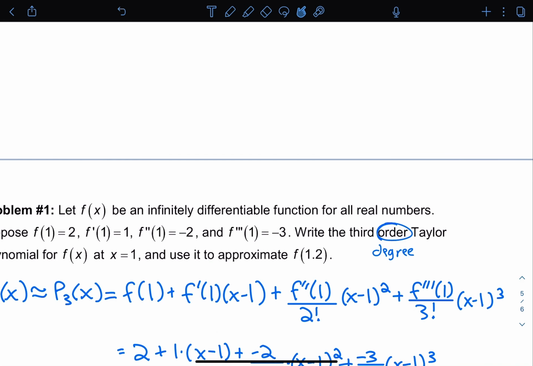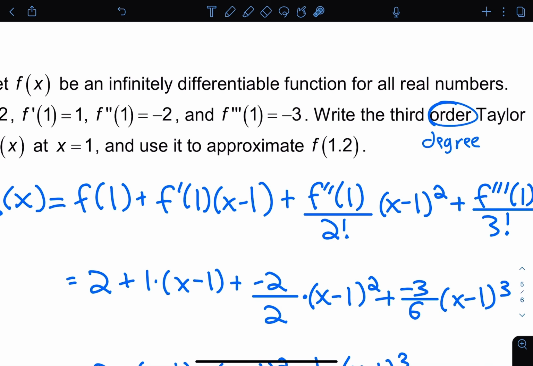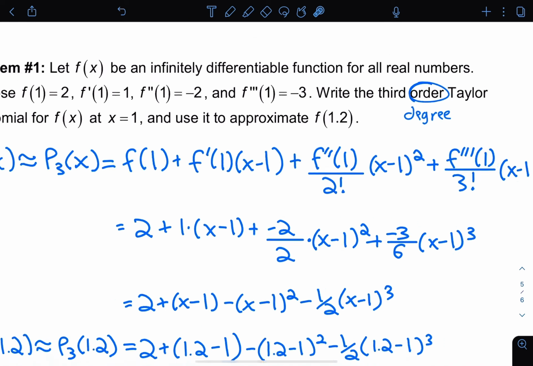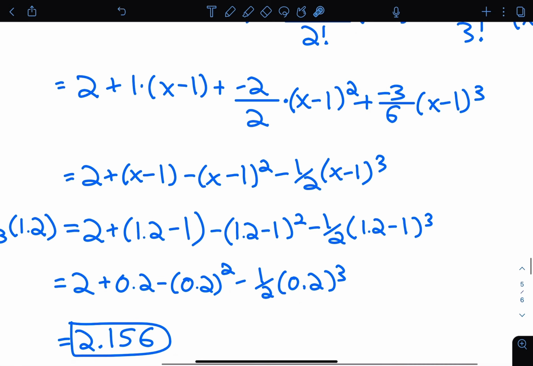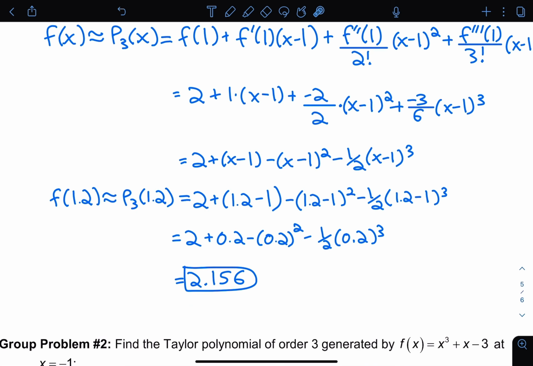Okay. And so I can go ahead and plug in all of my derivative values that I was given, and then I can just go ahead and simplify. And once I have this, I'm going to approximate f of 1.2 by plugging in 1.2 into P3. So I replace all of the x's, and I get my approximation, which is 2.156.